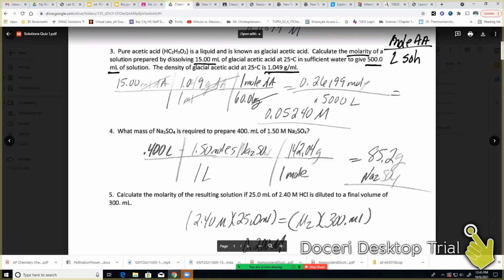I was just writing AA instead of writing out the formula for acetic acid there. Anybody else have any questions on that particular one?